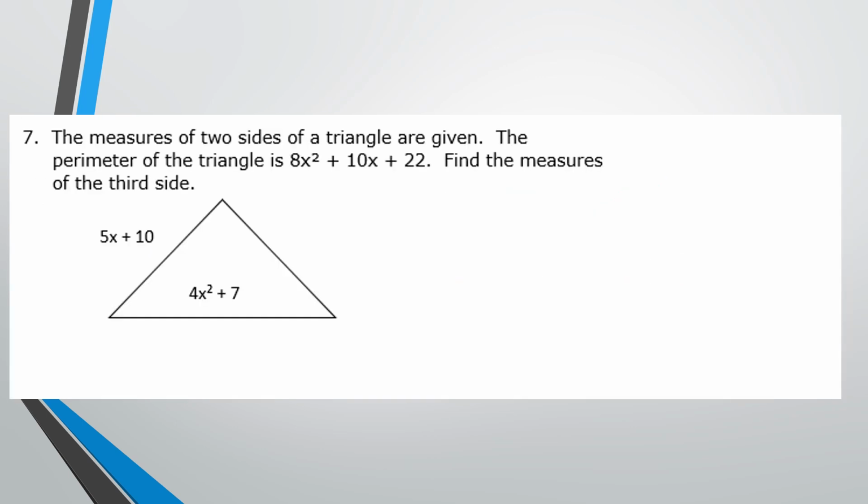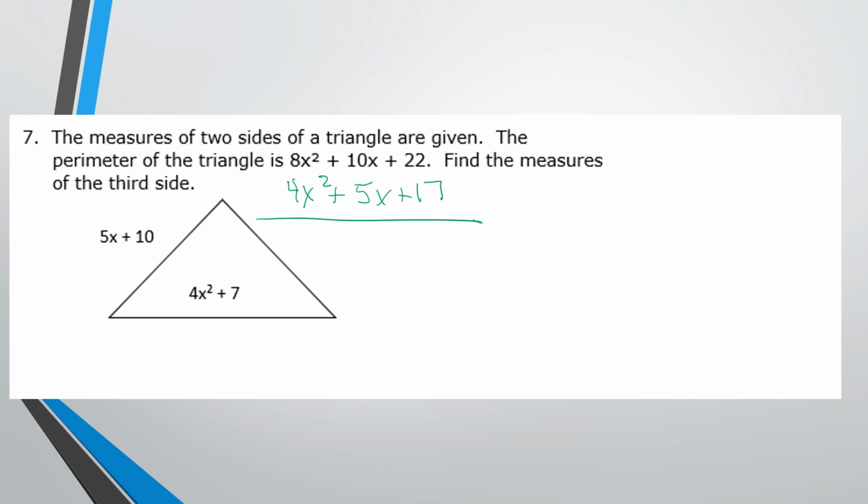And we can solve geometric problems using polynomials too. The measure of two sides of the triangle are given. The perimeter is given. Find the measure of the third side. So if we add up these two and subtract it from the whole perimeter, we'll get the third side. So I have 4x squared. I have a 5x. 10 and 7 is 17.